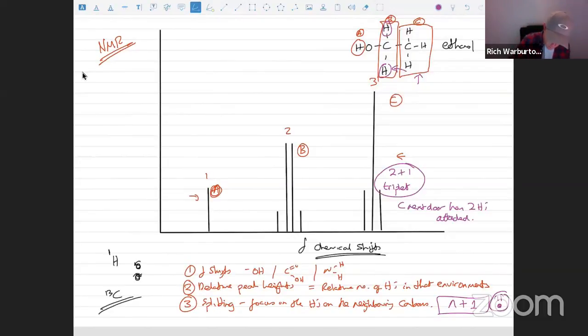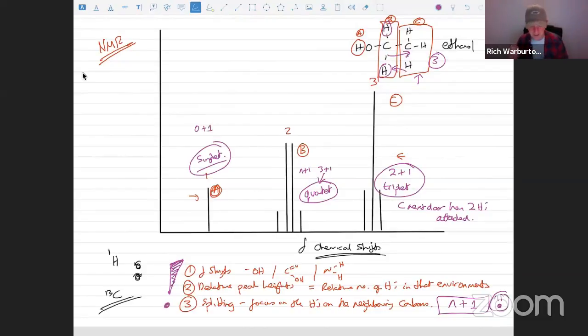This one here is a quartet. Why? Because the carbon next door has got 3 hydrogens attached to it. So again, the N+1 rule, 3 + 1, it gives you a quartet. Now this one is a singlet, because it's not actually bonded to a carbon. It's bonded to an oxygen. There's no other hydrogens bonded to that oxygen. So 0 + 1 equals 1, and that is our singlet. So these 3 things are the 3 things that your high resolution hydrogen NMR can tell you.